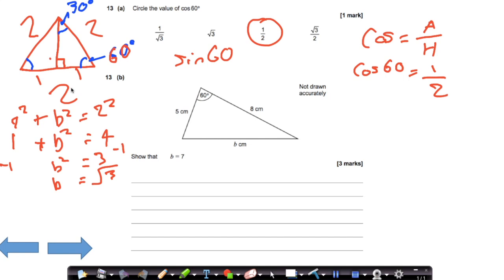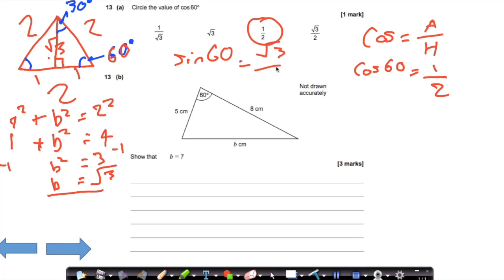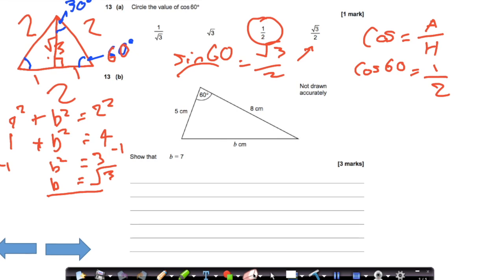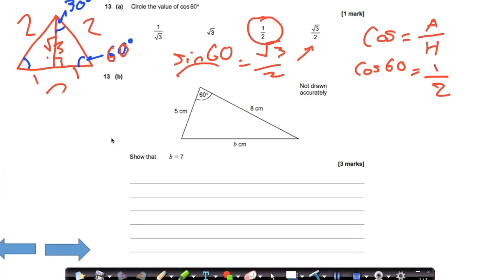I'd say plus or minus here, but as this is a length, it has to be positive, so it has to be positive root 3. Okay, in GCSE, we're not going to deal with negative square roots. So b is the square root of 3, so you would have to say opposite over hypotenuse for sin 60. Well, opposite is root 3, hypotenuse is 2, so it would be root 3 over 2. Okay, so that might be where some confusion might lie. If people have circled square root of 3 over 2, they might be thinking of their sin 60, which would be great knowledge, but unfortunately not very helpful for trying to work out cos 60.